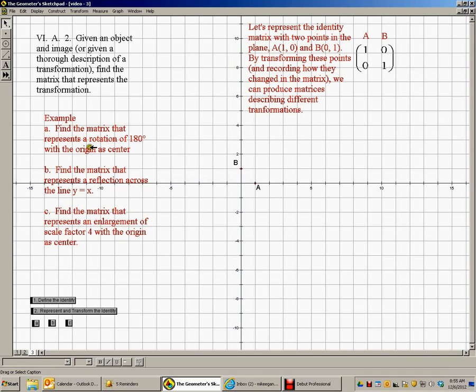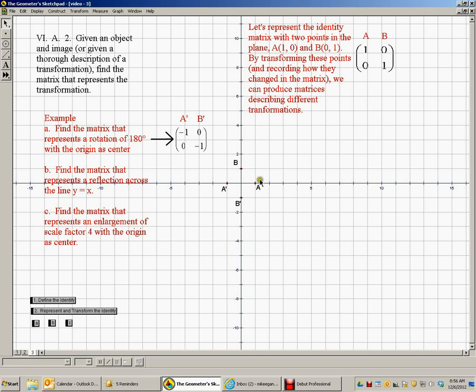Let's start with part A. Find the matrix that represents a rotation of 180 degrees with the origin as center. Okay, so I'm going to start with my 2 points A and B that are located here and here. These are my identity points, (1, 0) and (0, 1) in the matrix. I'm going to rotate each of them 180 degrees using the origin as center. If I rotate A 180 degrees about the origin, it's going to rotate over to here, right? And if I rotate B 180 degrees about the origin, it's going to rotate over to here. Okay, so if A is rotated, it ends up here. If B is rotated, it ends up here.